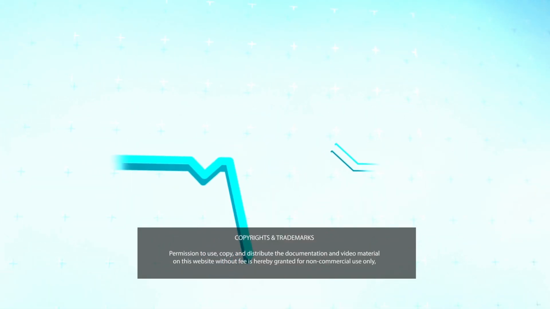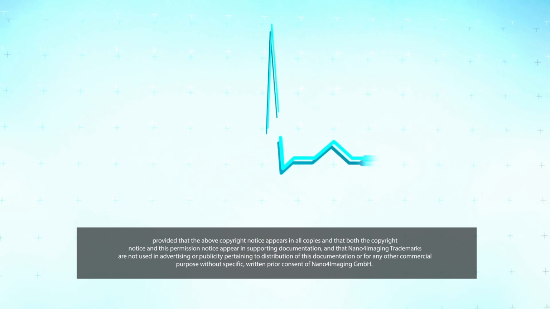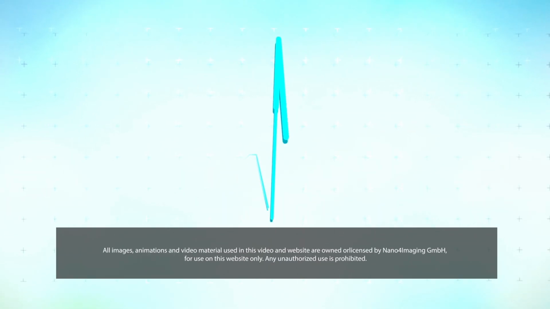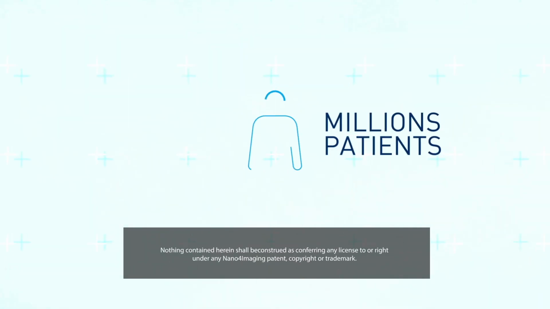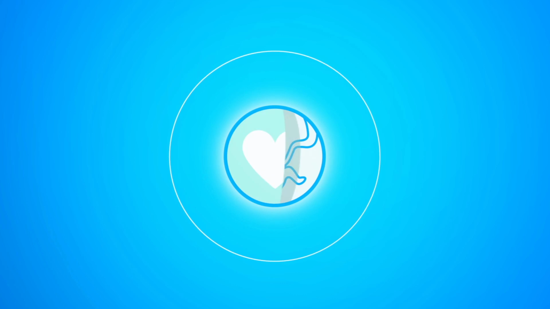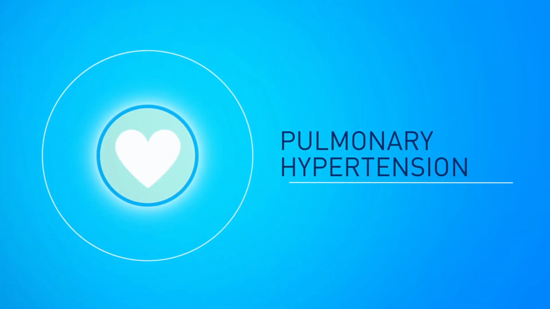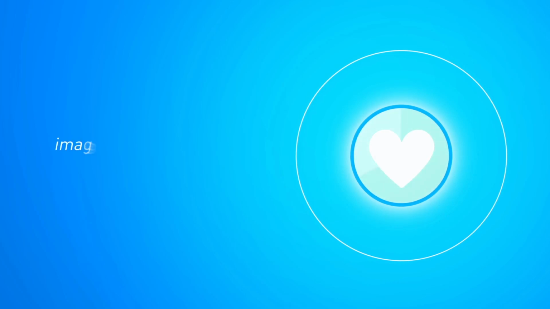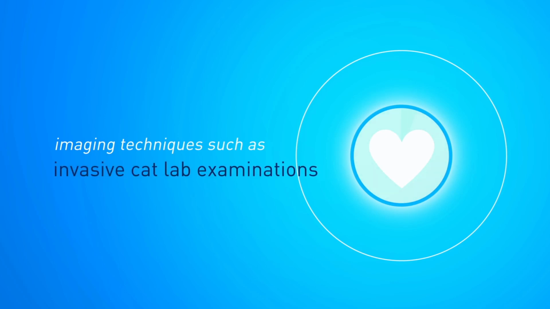Having an abnormal or dysfunctional heart could be a restriction in daily life. Nevertheless, millions of patients around the globe are requiring regular checkups. Some of those diseases are already present at birth or develop during life, such as pulmonary hypertension. Routine methods for diagnosis and monitoring are imaging techniques such as CT scans, MRI scans, or invasive cath lab examinations.